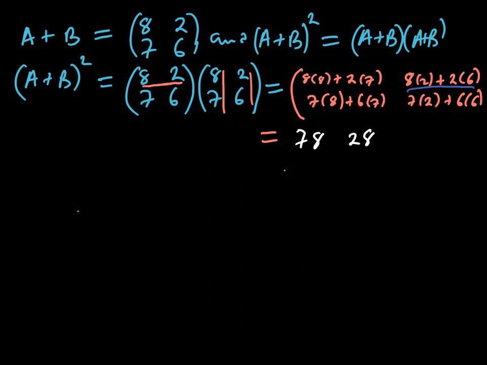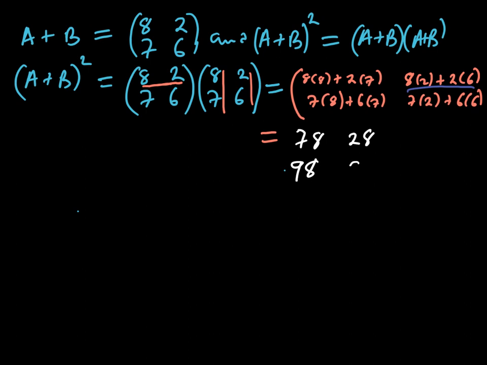Then let's go to the second row of the product matrix. 7 by 8. What do you get when you multiply 7 by 8? That will be 56 plus 42. I think down we have 98. Then 7 by 2 is 14. 14 plus 36. I think the answer we get is going to be 50. This is 50.